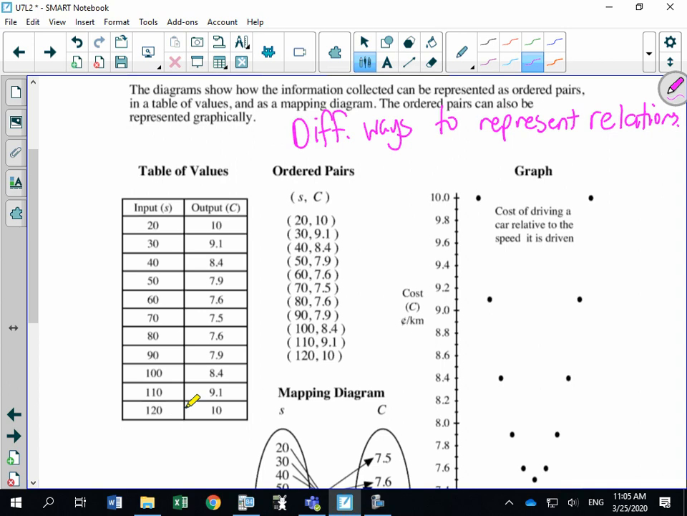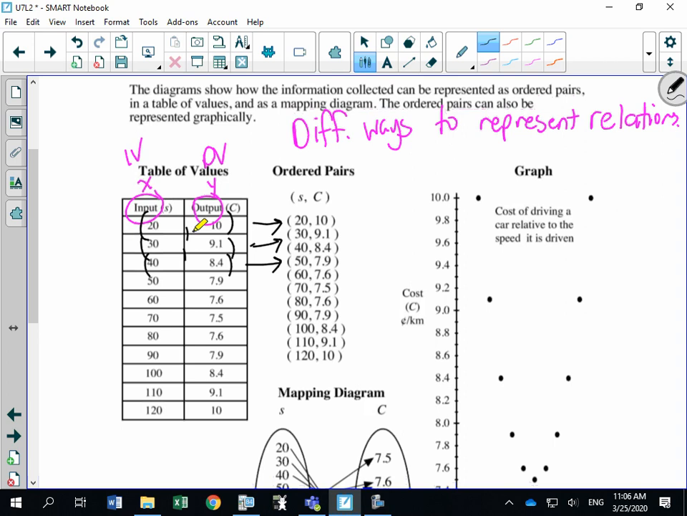So the first is a table of values. Your input, remember, is your x values, and your output is your y values. From here, remember that your input is your independent variable and your output is your dependent variable. Now, this makes ordered pairs, right? So if this is your x and that's your y, and you put a comma in between, you get an ordered pair. So this would be 30, comma 9.1 gives me an ordered pair. 40, comma 8.4 gives me an ordered pair.